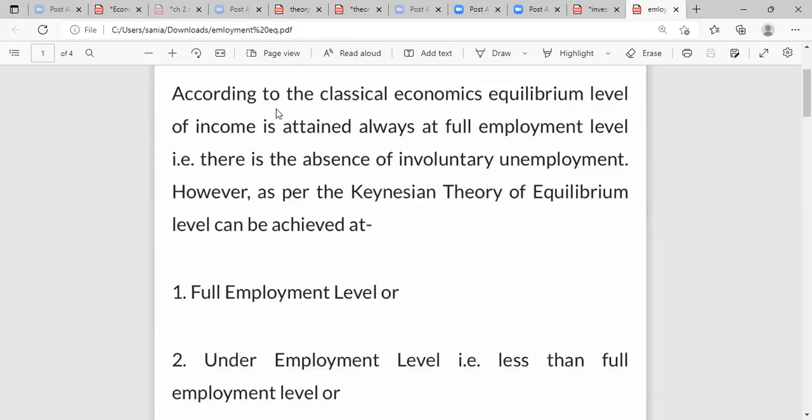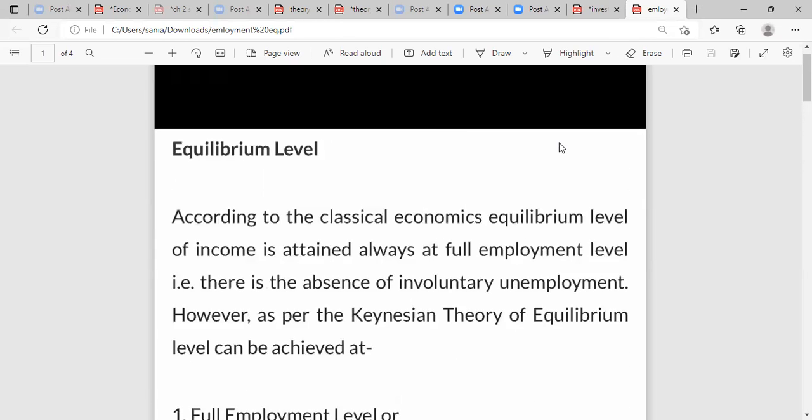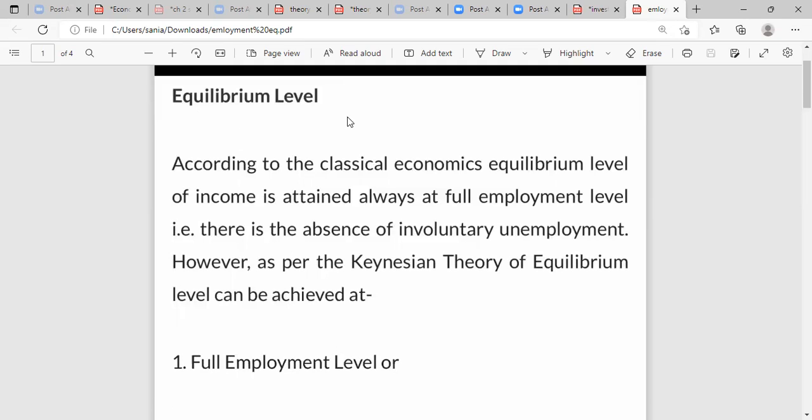So see, according to the classical economics, equilibrium level of income is attained when there is full employment. So we will compare employment. Earlier I was asking you when you will get the equilibrium, and you would say, ma'am, when AD is equal to AS or S is equal to I, right? But if I ask you in the context of employment, tell me when you will get the equilibrium. So equilibrium level in context of employment.